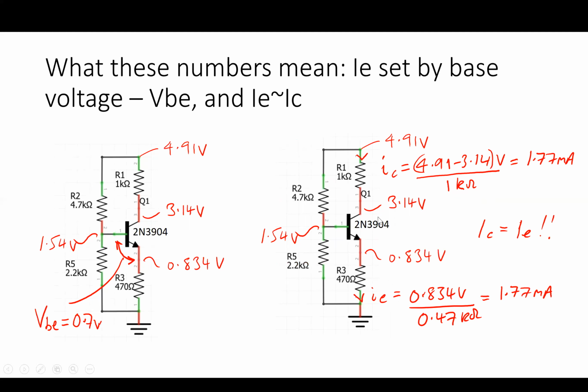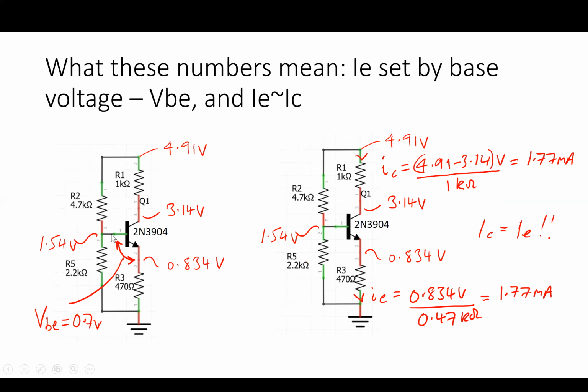We have 4.91 volts minus 3.14 volts across this 1 kilo ohm resistor here, and that gives me a collector current of 1.77 milliamps. Look at that. The collector current equals the emitter current. And so as a matter of experimental fact, this tells you that the current in or out of the base must be essentially zero, as we would expect for a high gain transistor. It's still not completely obvious why. We have to look at the circuit in a little bit more detail, which we will on the next slide.